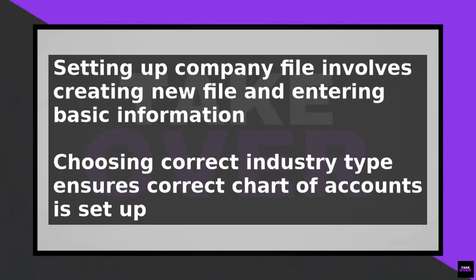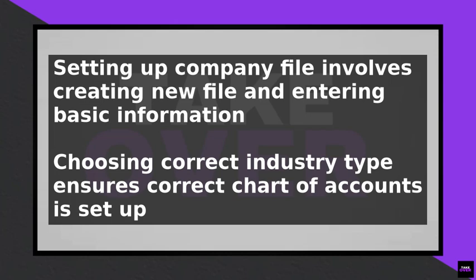To make QuickBooks work efficiently for your business, start by setting up the company file. This involves creating a new company file and entering basic information such as company name, address, and industry. Choose the correct industry type to ensure the correct chart of accounts is set up.